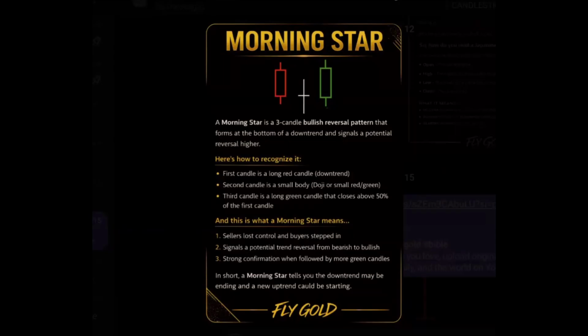Yeah, so if you get another green candle after this, by that time, you should be in there. And usually with things like this, you'll notice indicators, like a MACD crossing or something like that, after this happens. This will happen first. In short, a morning star tells you the downtrend may be ending and a new uptrend could be starting.